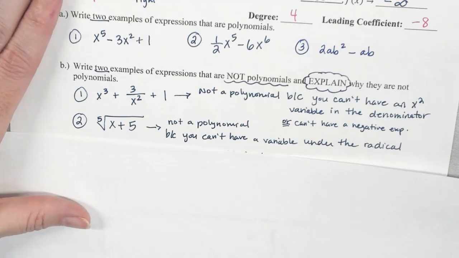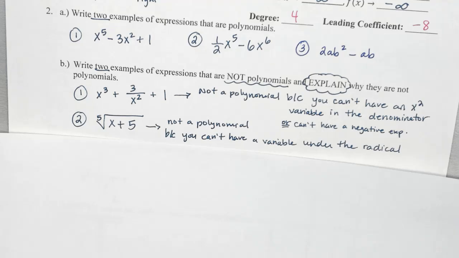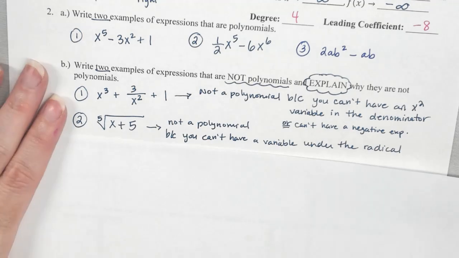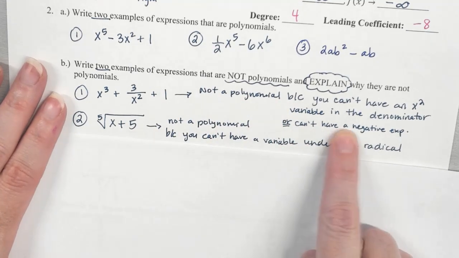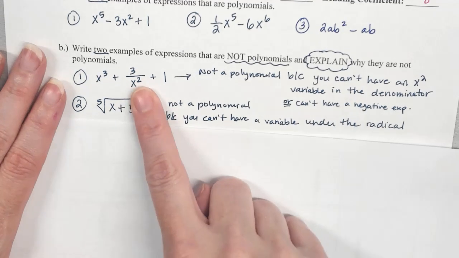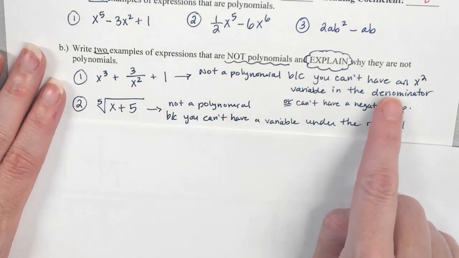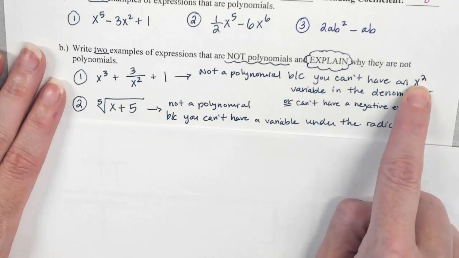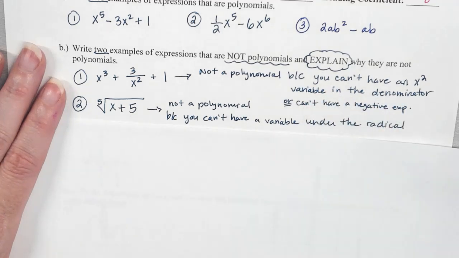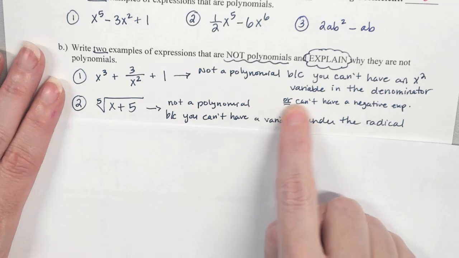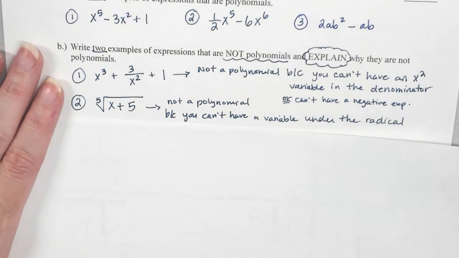Okay, and then for B, write 2 examples of expressions that are not polynomials and make sure you explain that they're not. So these are the 2 main cases that you have to be able to explain. One is when you have a negative exponent. You can just say it's not a polynomial because you can't have a negative exponent. Or I saw some of you saying the variable in the denominator, but if you do that, tell me what's in the denominator. So not a polynomial because you can't have an x squared variable in the denominator, or you can simply say not a polynomial because can't have a negative exponent. Either one of those are fine.